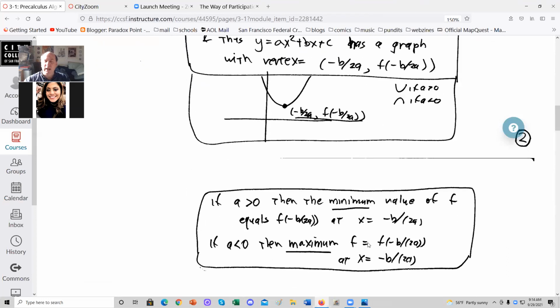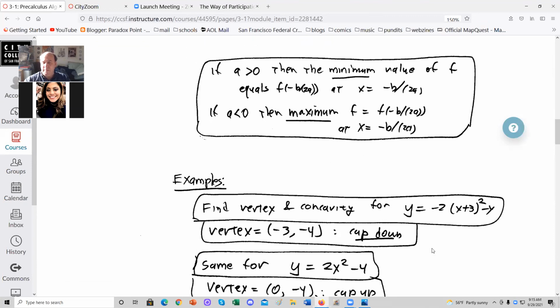And that means that if a is positive, then this is a minimum value, and the minimum value of f equals f of negative b over 2a at x equals negative b over 2a. If a is negative, then it's cup down, and this vertex would be at the top of the graph, so the maximum of f would be f of negative b over 2a at x equals negative b over 2a.